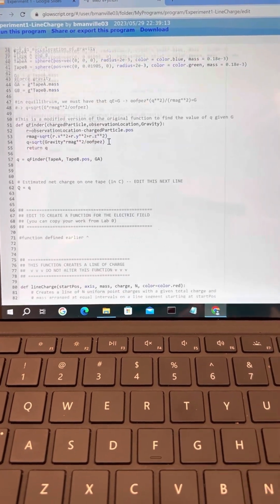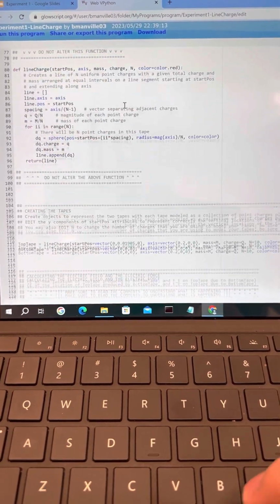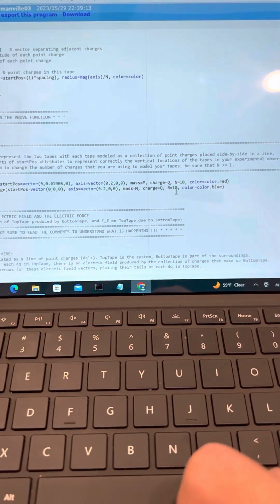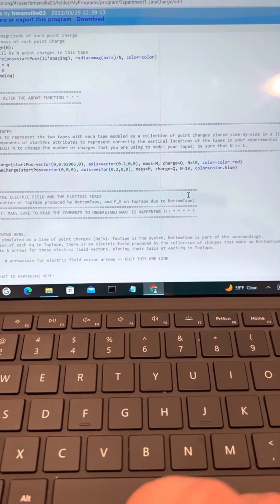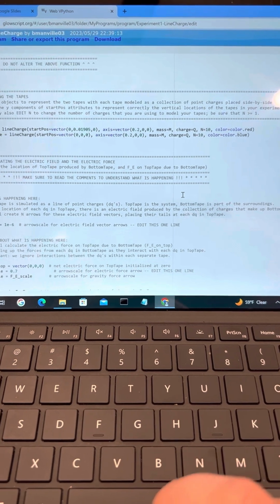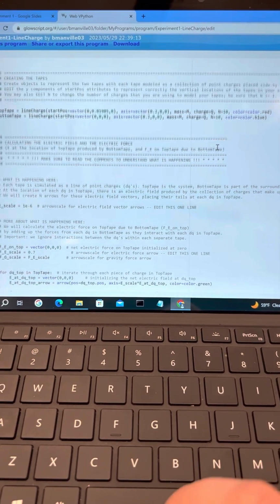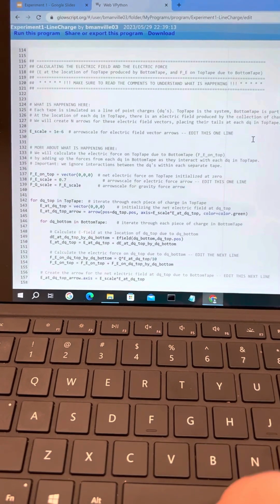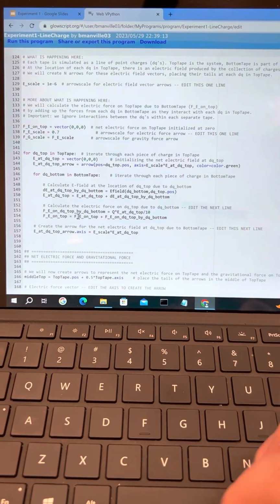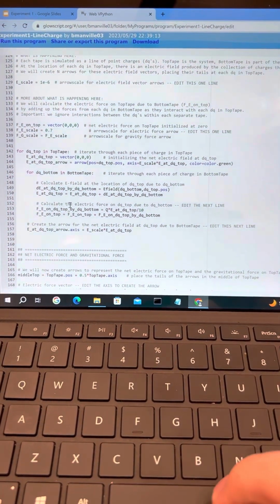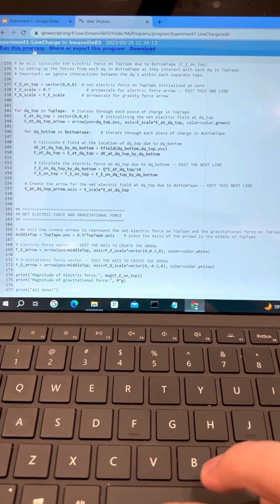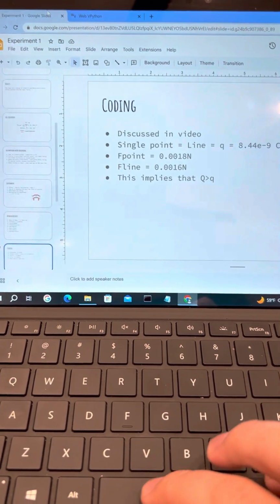Then we come down and create the top tape and the bottom tape. To make this a line charge code, we split it into n equals 10 charges, each with a charge of Q, the last charge we found, over 10. Now we can find the force of all the charges on each other. Each individual charge acts on each other charge in the other tape, we sum those all together, and we get the total force, which we saw over here.